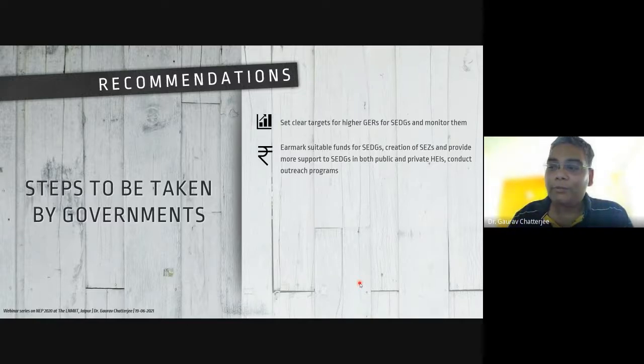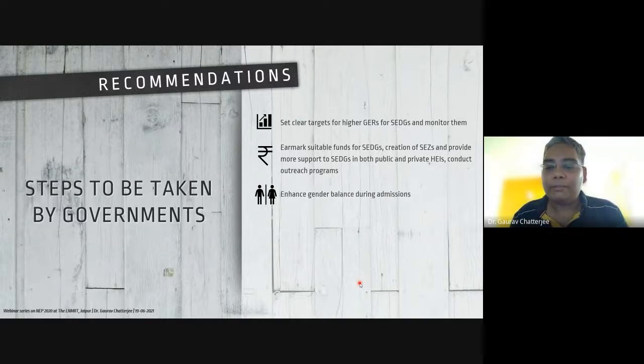A major problem of the dropout is students are not even aware of all the benefits, all the opportunities that are there. So to conduct outreach programs is one major motivation point that is given by the policy to the government. To enhance gender balance during admissions, I have no idea how the government will do it. They don't talk about it in the policy. Maybe we can discuss it in the meeting.